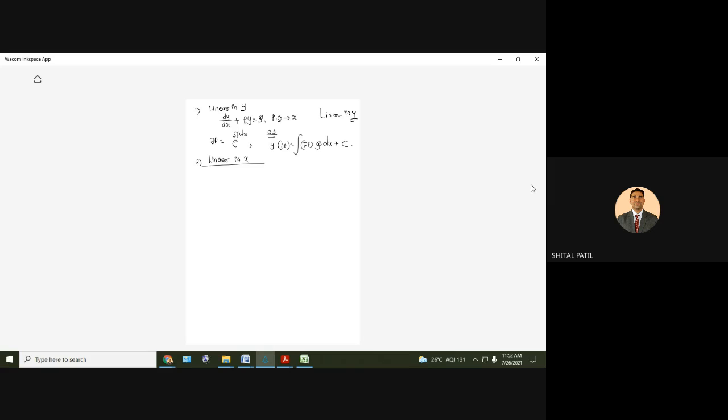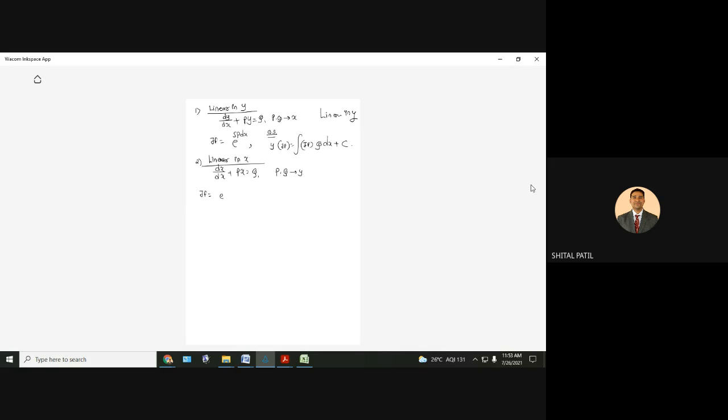How is a differential equation linear in x? Like this: dx/dy plus Px equal to Q, where P and Q are functions of y. Then an integrating factor is required. The integrating factor that we obtain in the exact differential equation and this integrating factor, their role is the same. They will convert the non-exact differential equation into an exact differential equation. Remember this.